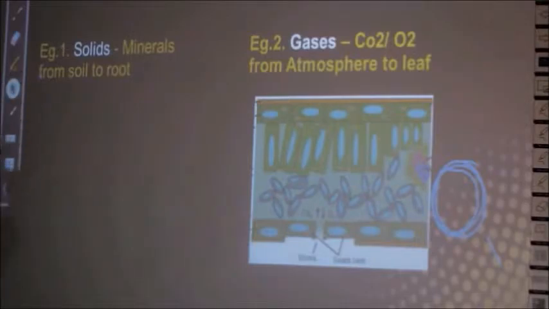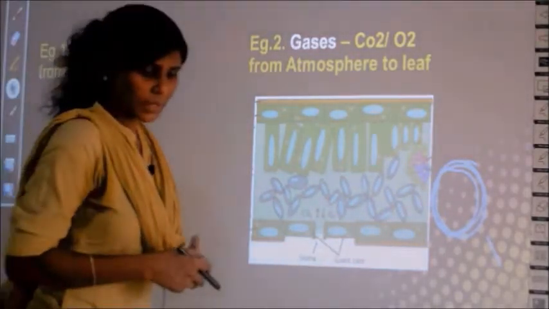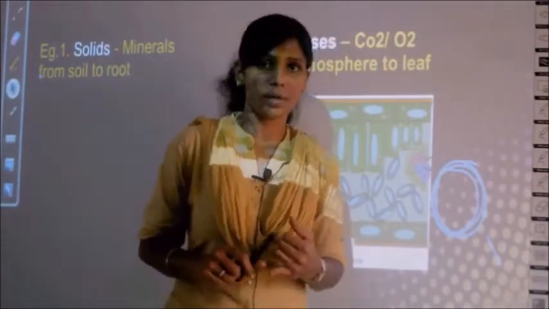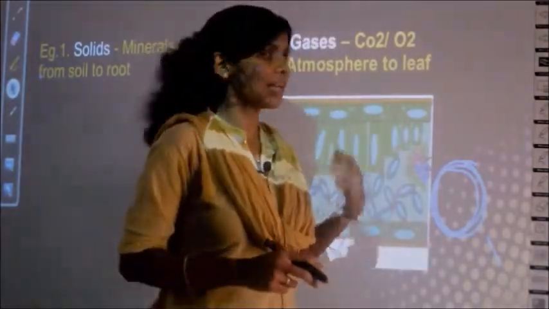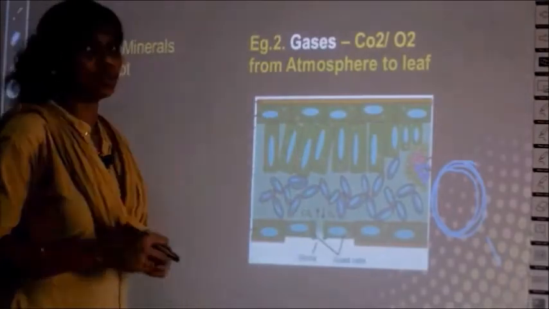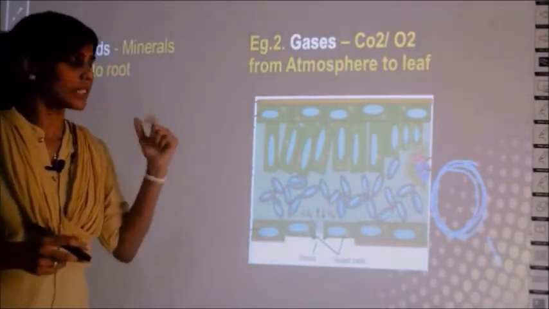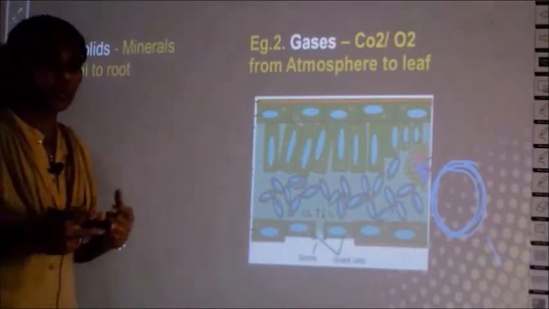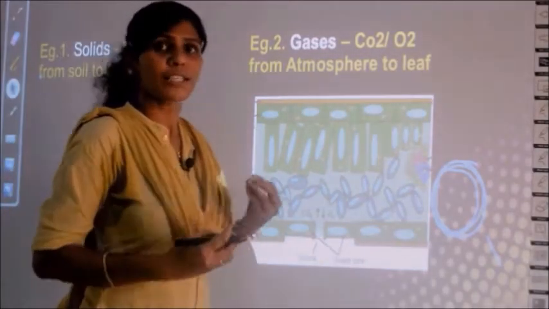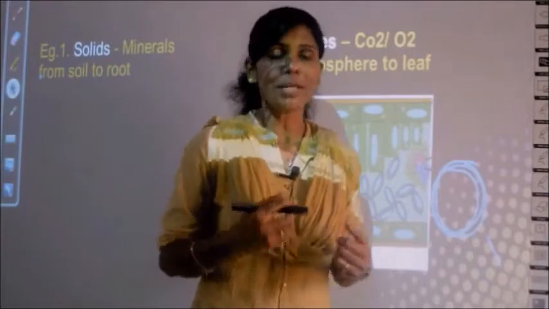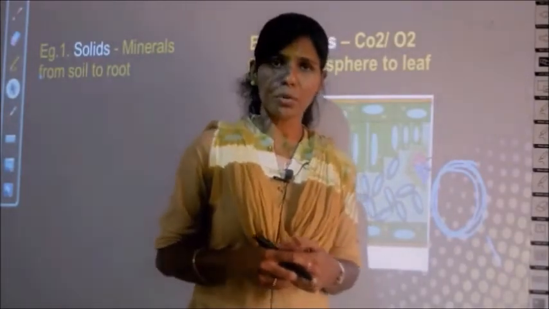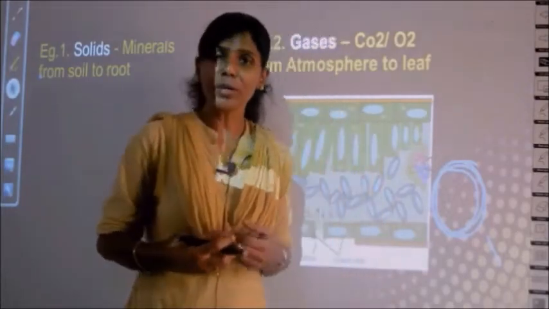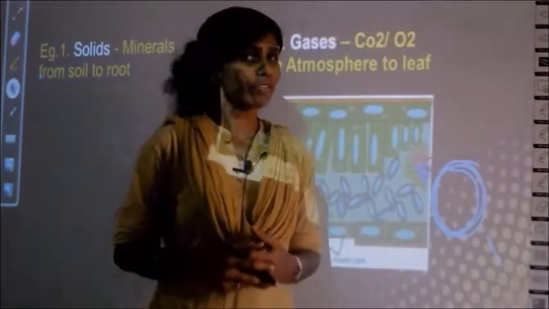Okay, the first example. In the definition you have studied, the movement can be either in solids or liquids or gases, right? So all three examples are given here in your textbook. The first example is how the movement happens in solids. How do solid materials move within a plant? By the process of diffusion.